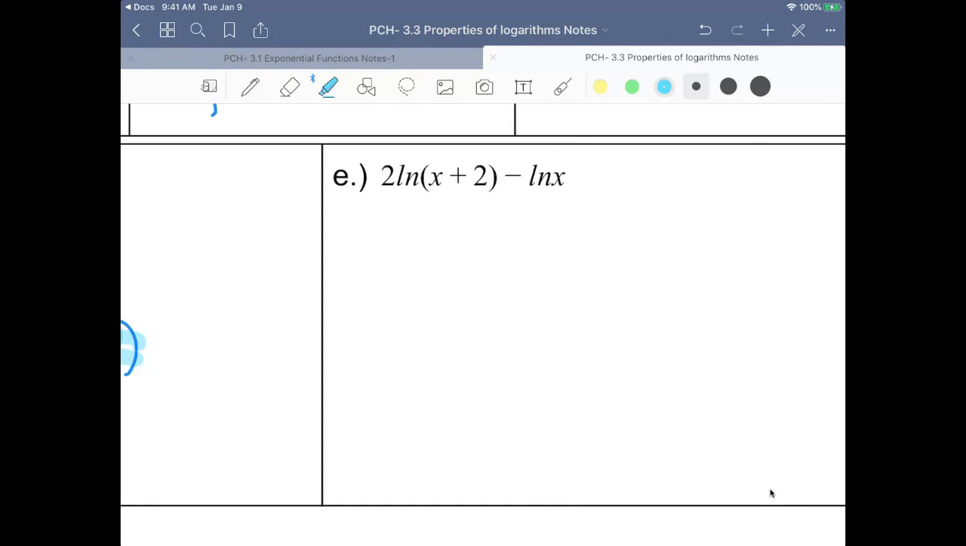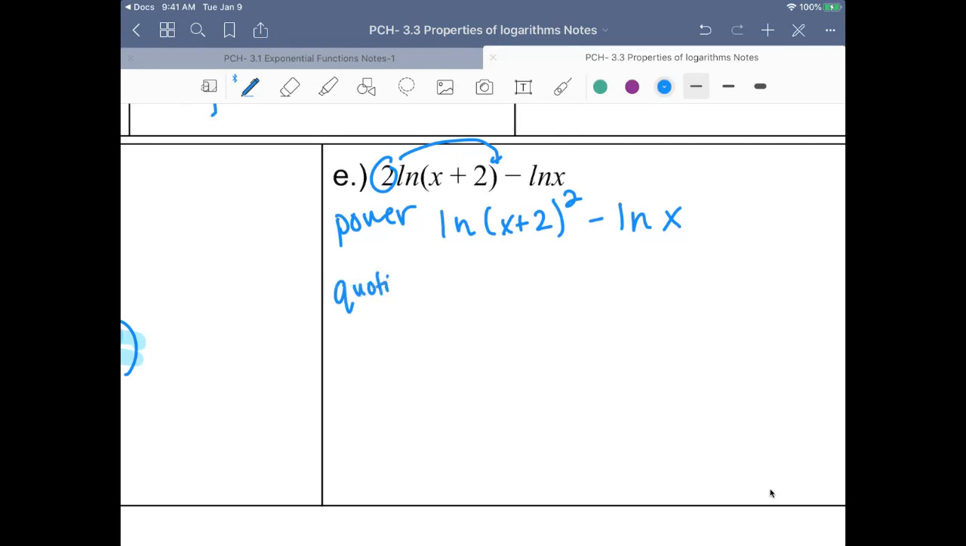Okay. Last, power property. So the squared is going to come up. We have ln of x plus 2 squared minus the ln of x. Are the bases the same? Yes, we have base e and base e. So I can use the quotient property because two ln's with the same base are combined using subtraction. So we can divide the inputs, x plus 2 squared over x.